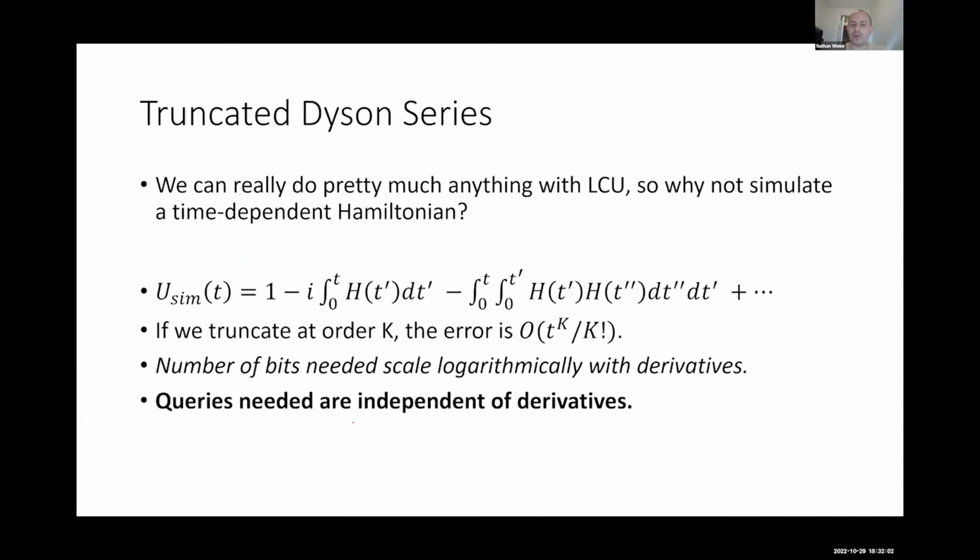Now, the way that we deal with the time-dependent case is we can't use a Taylor series expansion to look at the time evolution operator, or at least we shouldn't, because there are nasty derivatives and stuff like that. The better way of thinking about it, writing this as a sum of unitaries, and in turn writing a block encoding for the time evolution operator, is to use what's called a truncated Dyson series.